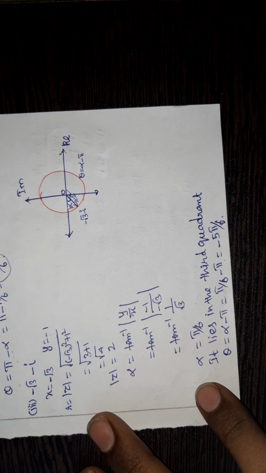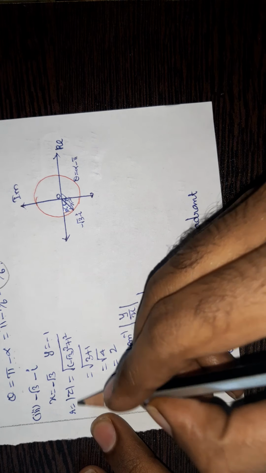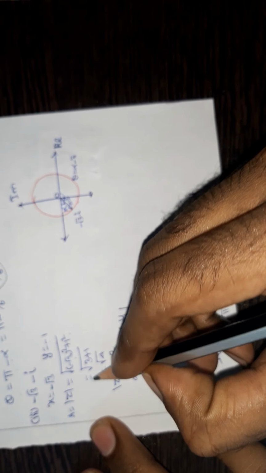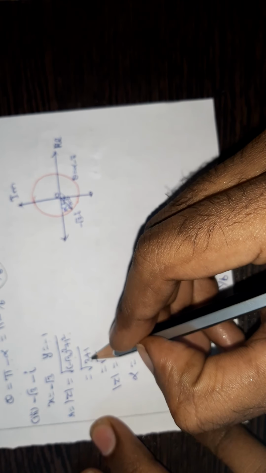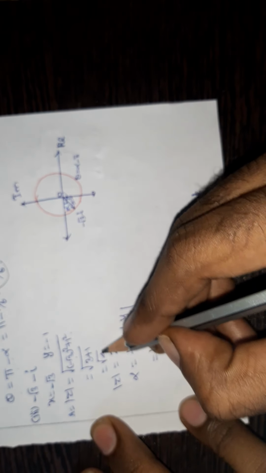Subdivision third, minus root 3 minus i. x is minus root 3, y is minus 1. So r equal to modulus of z equal to root of real part square plus imaginary part square. So real part is 3 plus imaginary part is 1. So we can add this, root 4. So modulus of z equal to 2.